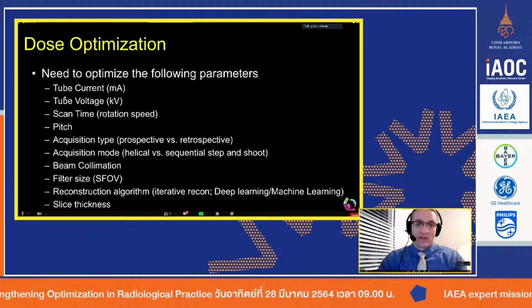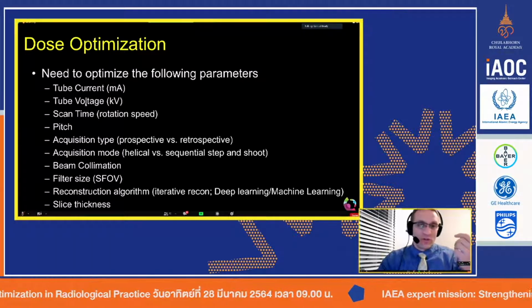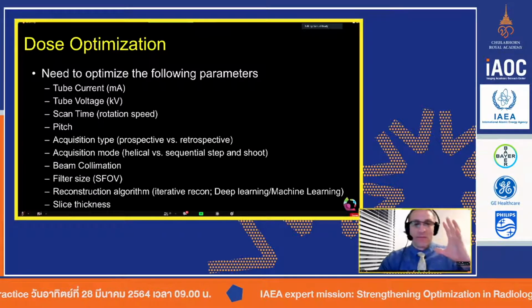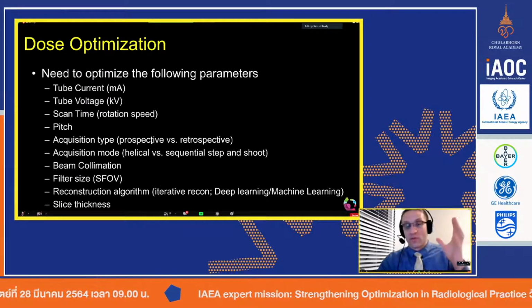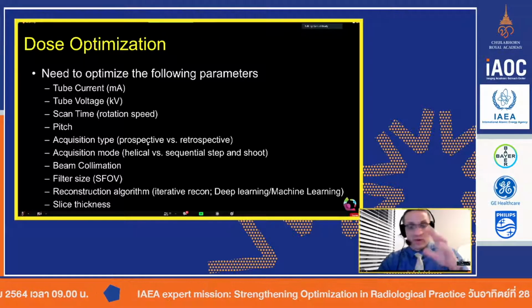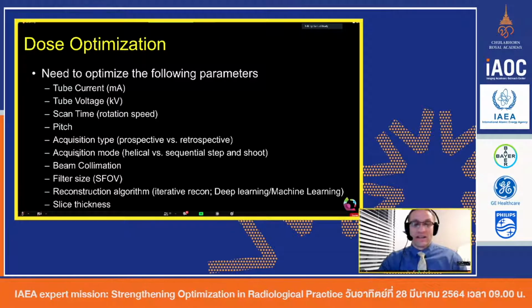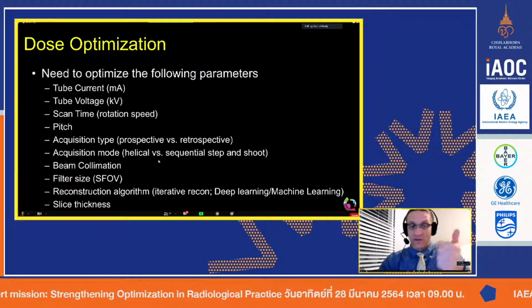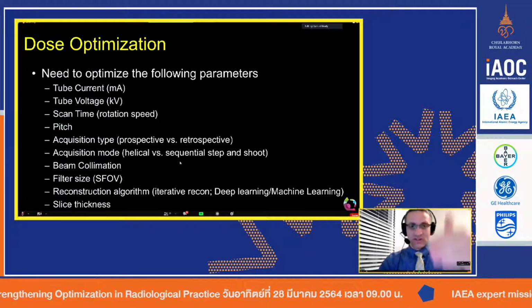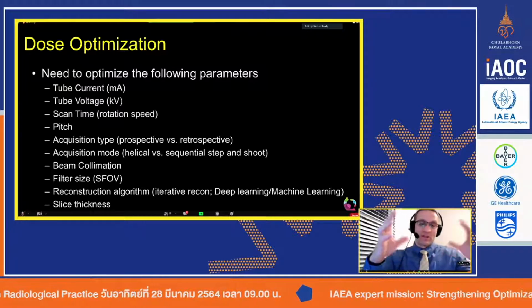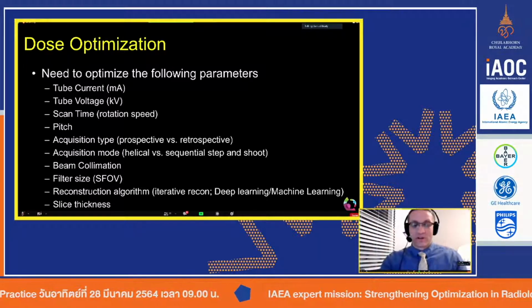How do we optimize tube current, tube voltage, scan time, the rotation speed, pitch, the way we image? Are we going to do prospective imaging versus retrospective? And I'm sure most of you know what that means, but we'll define what those are. The type of scan, are we going to do helical versus axial, or step and shoot sequential imaging? The field of view, the beam collimation, the filter size, all of these things, we're going to talk about them.